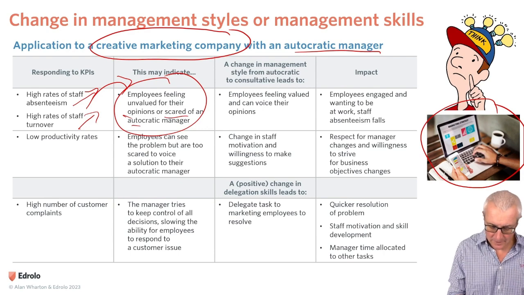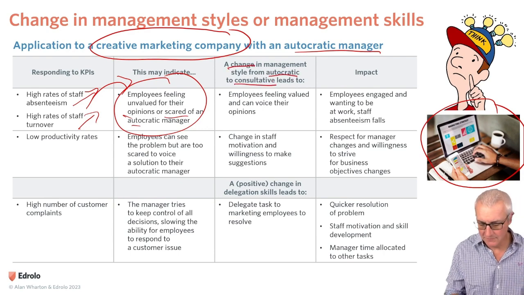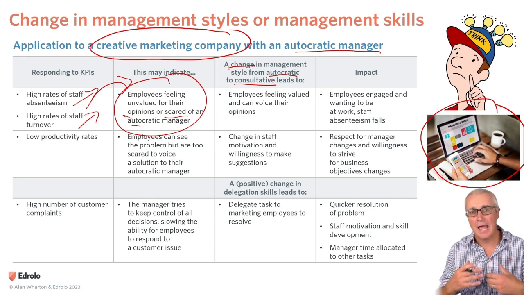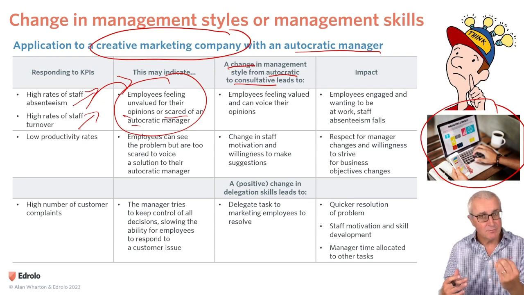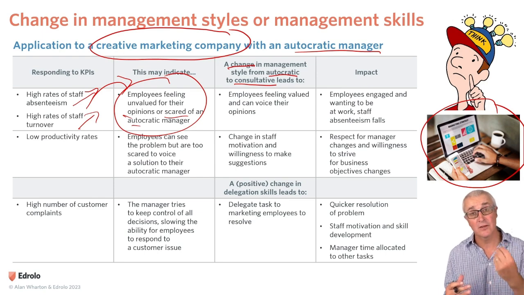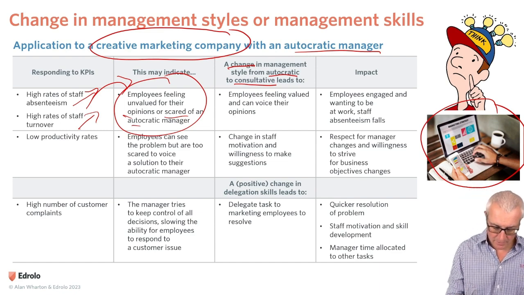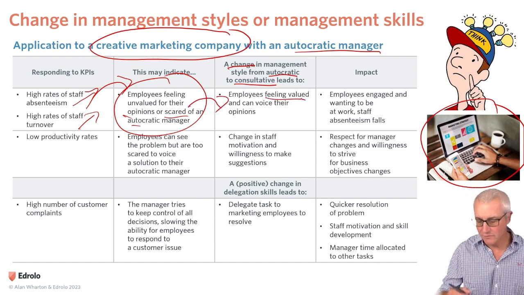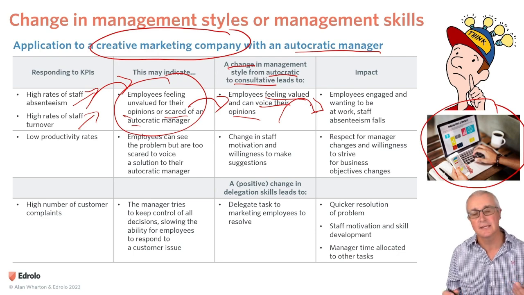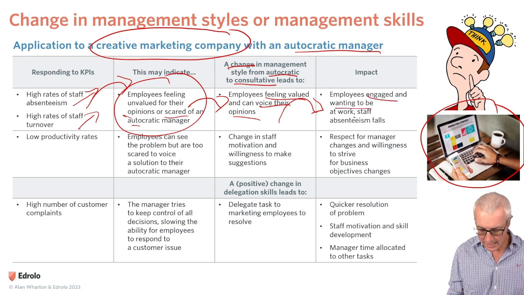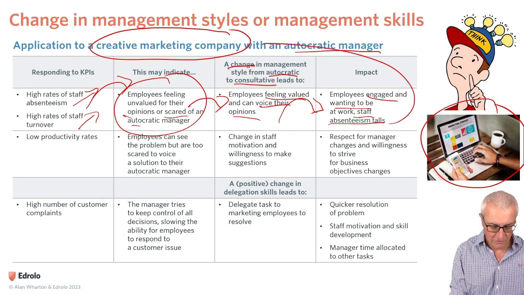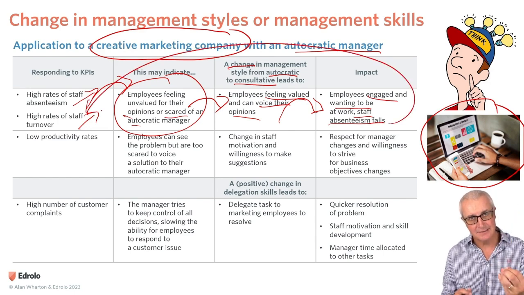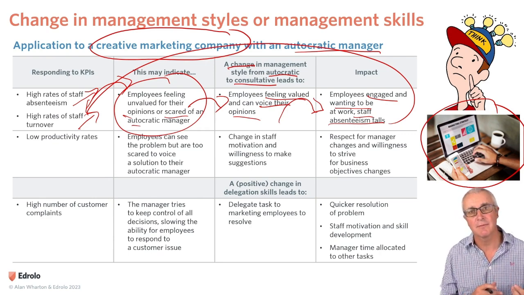So as a strategy, we change from autocratic to consultative. We get the manager to think about how they communicate with their staff and allow for two-way communication. They can still make the final decision, but they're going to get input from these very creative people. So the situation is going to be better suited to a consultative approach. By doing that, hopefully employees will feel more valued. They can voice their opinions, and therefore the impact will hopefully be that these employees are more engaged, want to work, and staff absenteeism and staff turnover fall. So you can see by implementing that strategy, we can address the problems we've got from the key performance indicators.